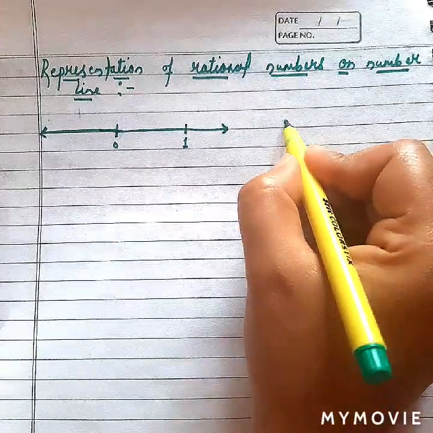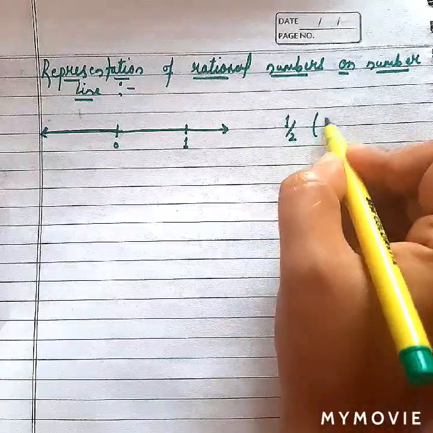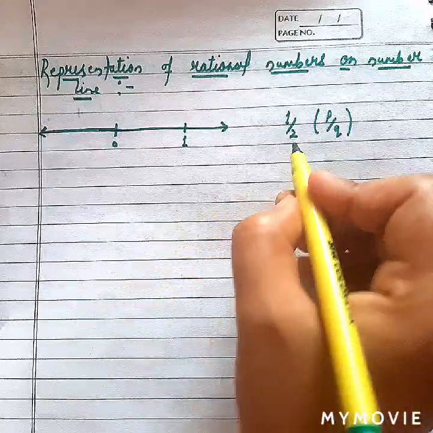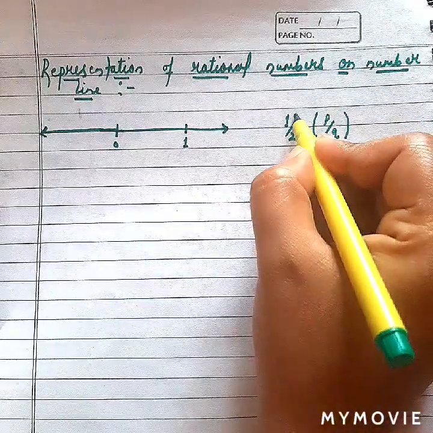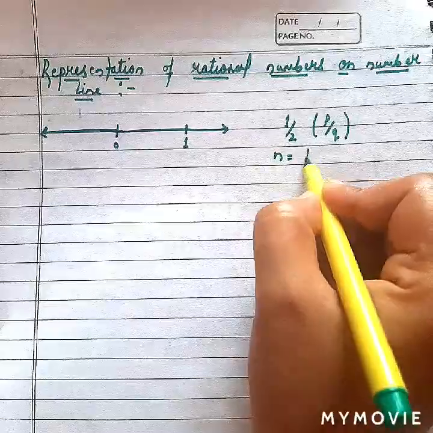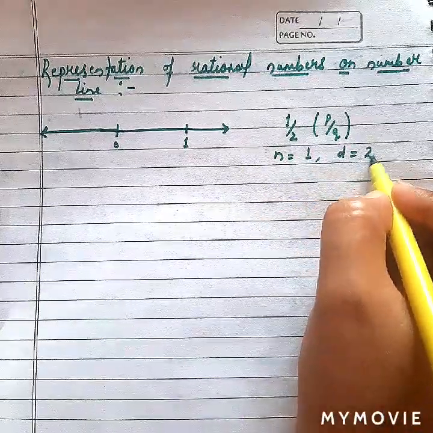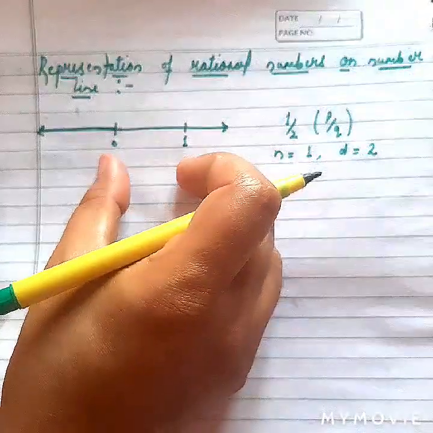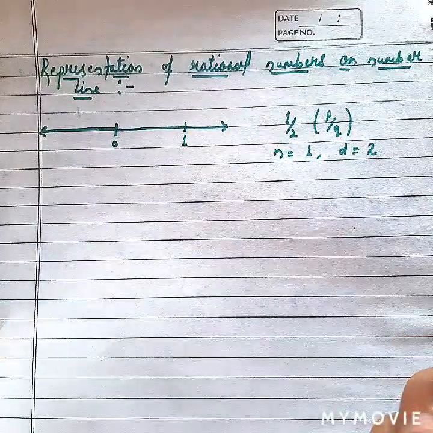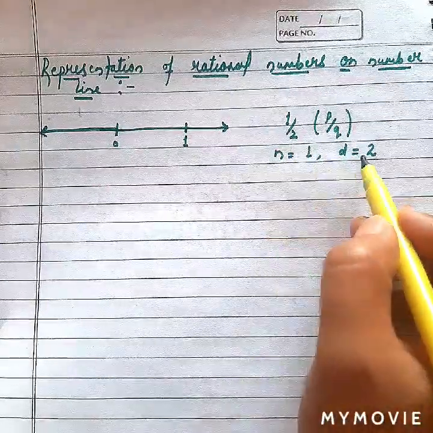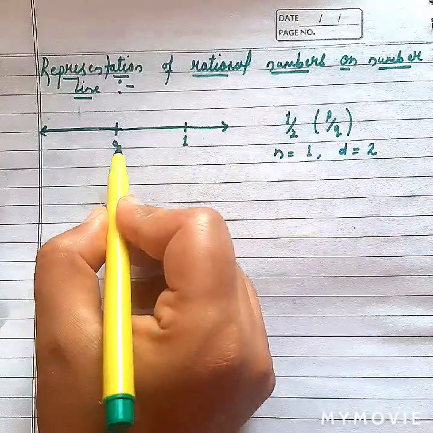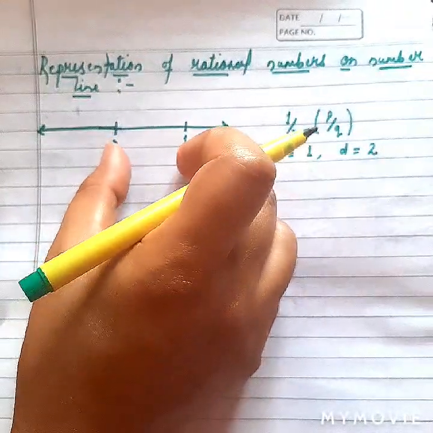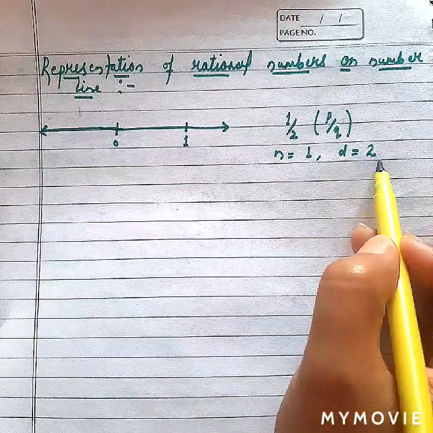And we know that 1 by 2 is a rational number. Why? Because this can be represented in the form of p by q, and here we have the numerator equal to 1 and the denominator equal to 2, right? So the denominator tells us into how many parts the unit place will be divided. For example, here the denominator is equal to 2, so this unit value will be divided into 2 parts.